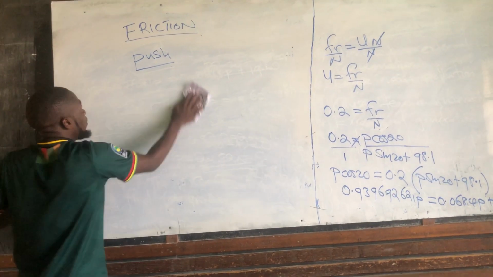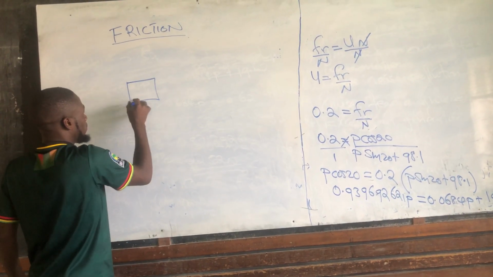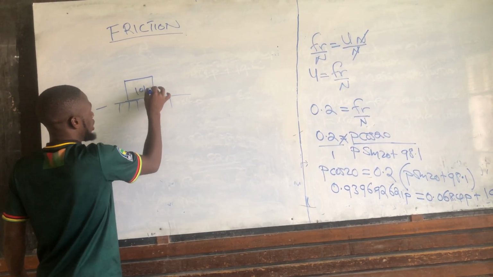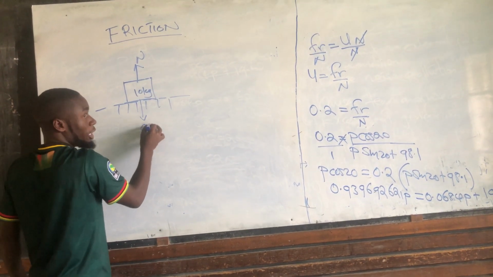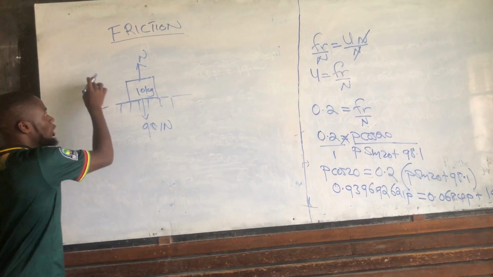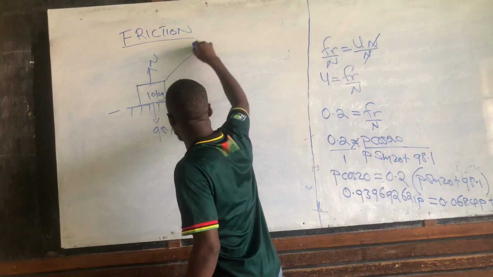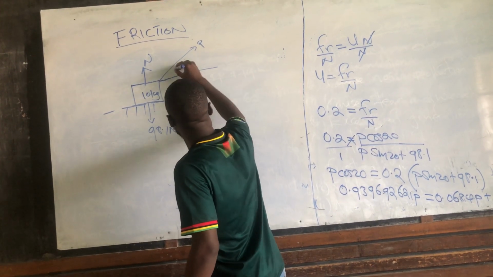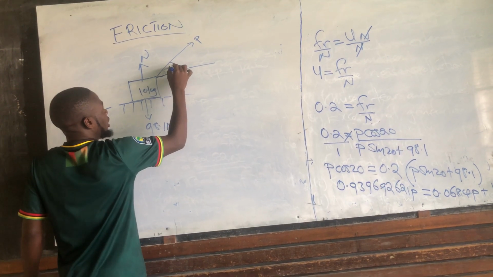So let's talk about pulling here. The same question. So we have this box here. Okay, this is the horizontal surface here. This is 10 kg here. What we have here is the normal force, and the weight is 98.1 newtons here. Here, pushing, you are pushing at an angle like this, but for pulling, you come this other side, you pull like this. This is P here. When you pull at an angle, say the angle is 20 degrees here.